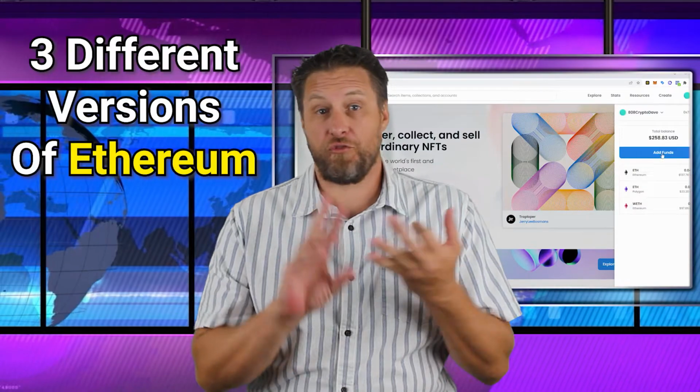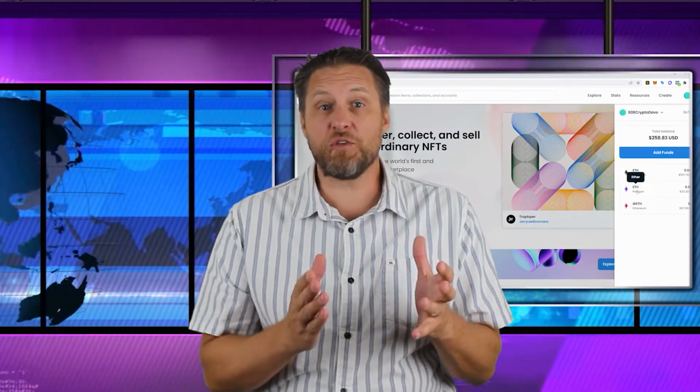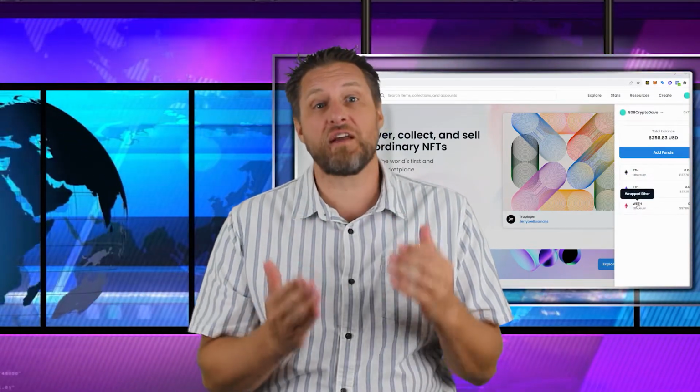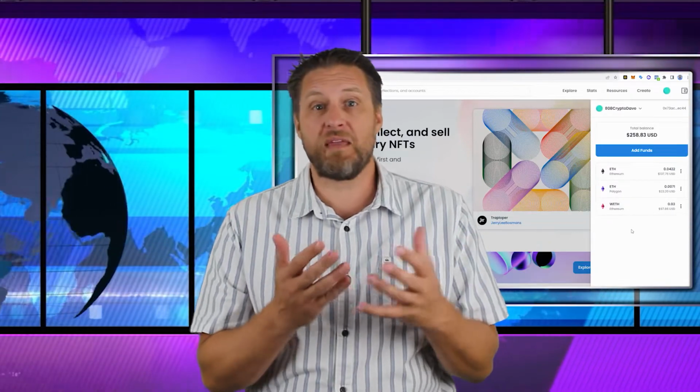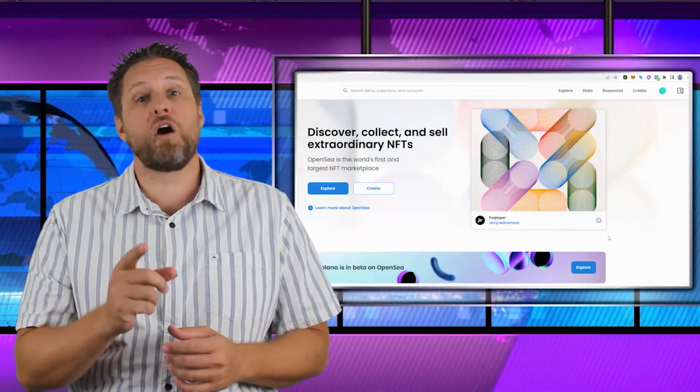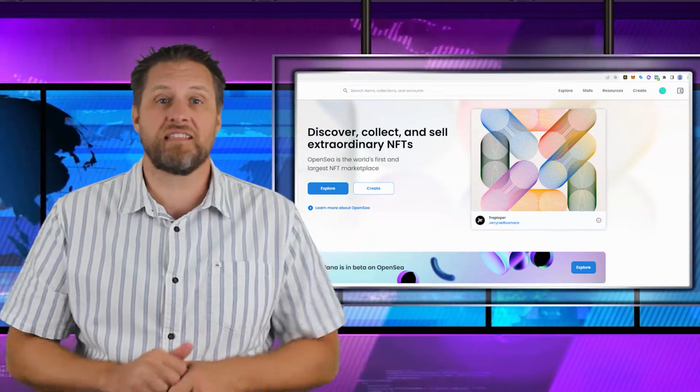Using Ethereum on OpenSea can be a very confusing experience. There are 3 different versions. Each must be used for specific types of transactions, and transferring them can be both expensive and frustrating. But fear not, my friends, I am going to walk you through this entire process step by step.